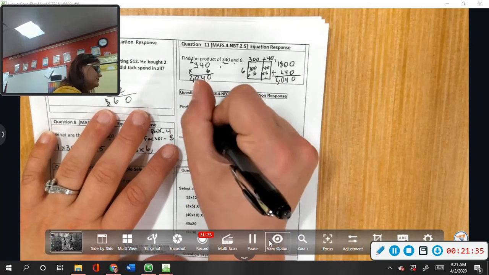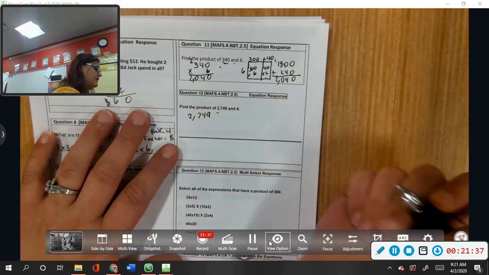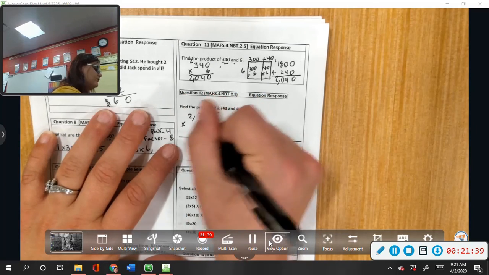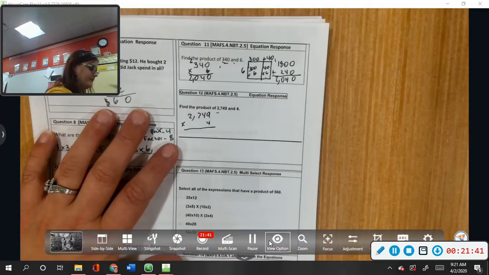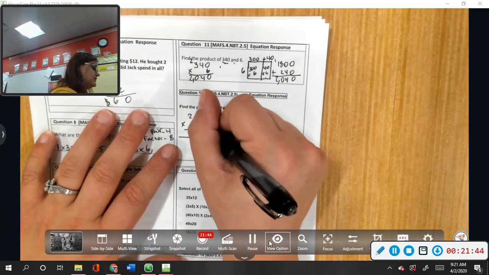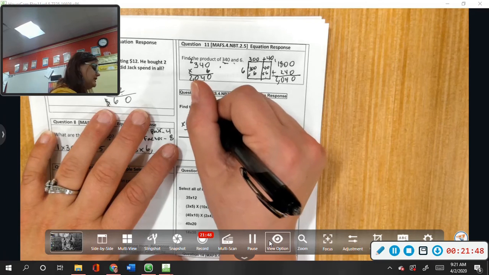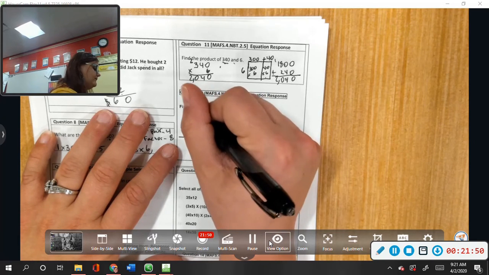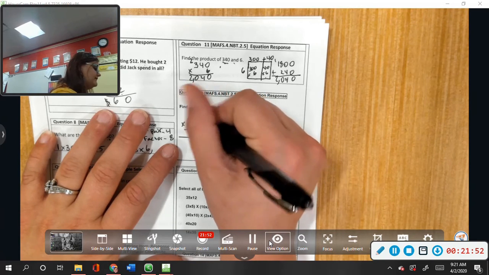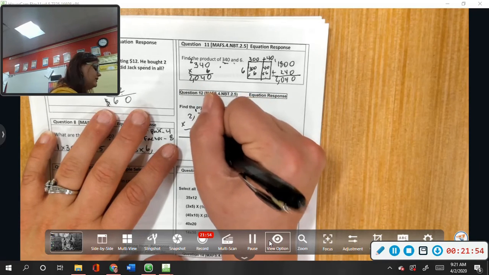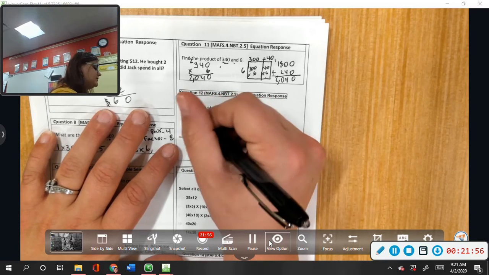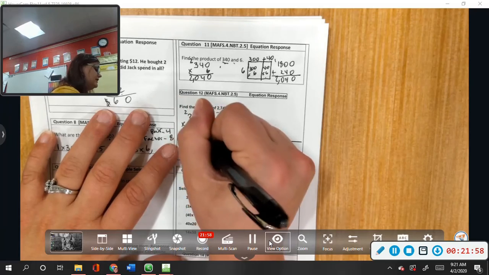Find the product of 2,749 and 4. Same thing, 2,749. We're going to multiply that by 4. This is standard algorithm. 9 times 4 is 36. 4 times 4 is 16, 17, 18, 19. Remember, you have to add in what you carry. 7 times 4 is 28, plus the 1 is 29. 4 times 2 is 8, plus the 2 is 10.